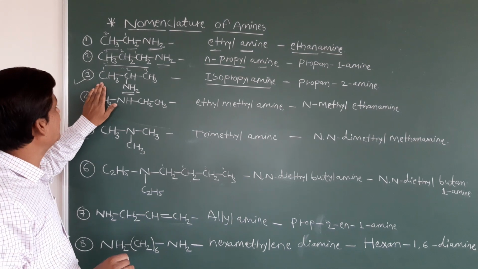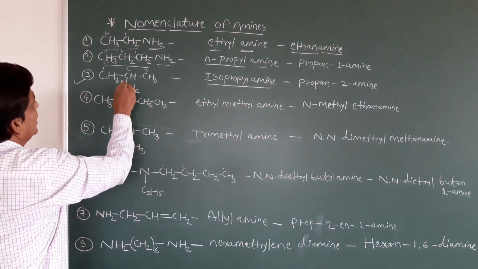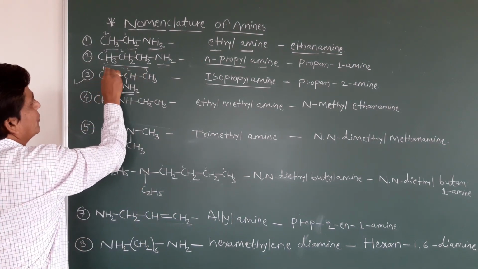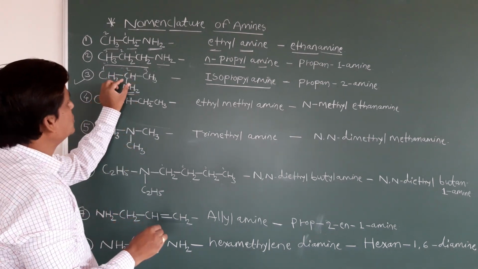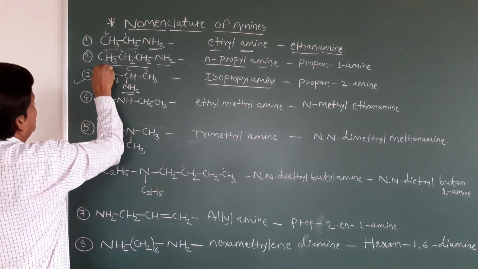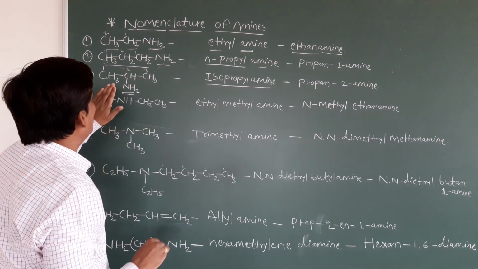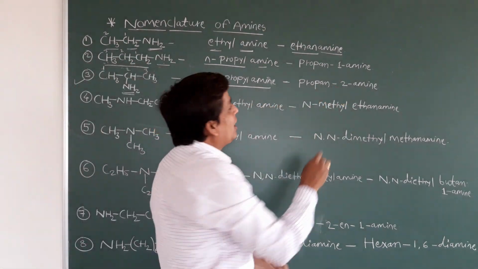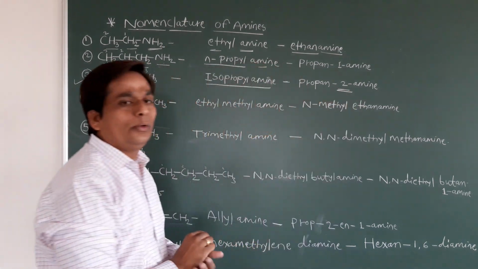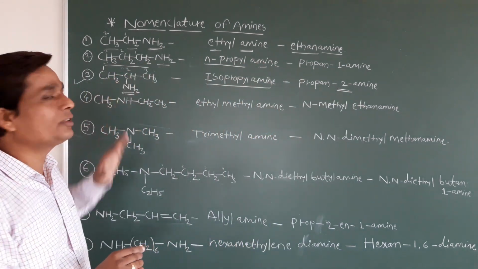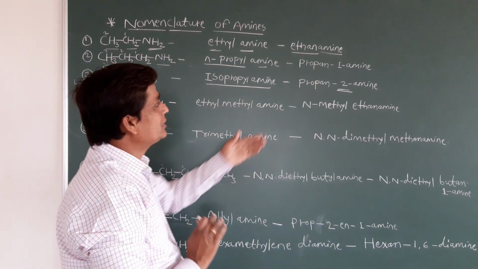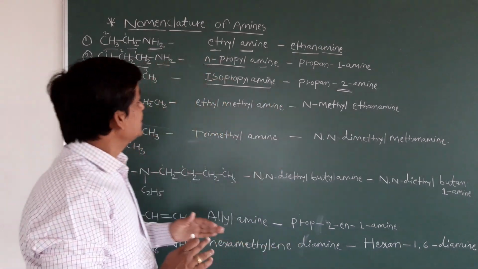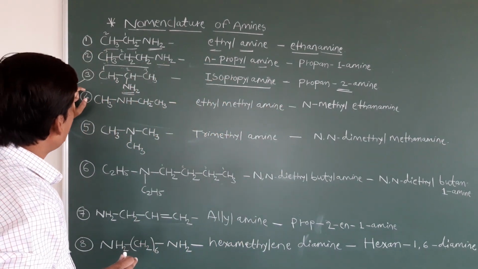So what is the IUPAC name? You have to give the numbering from here. You can start the numbering from this side or this side, because NH2 is in the middle. So you start the numbering from this side. 1, 2, 3, 3 carbons propane, and NH2 is attached on the second carbon. You can see it is propane-2-amine. This 2 indicates the substituent which is attached on the second carbon. Now clear? This is propane-2-amine.